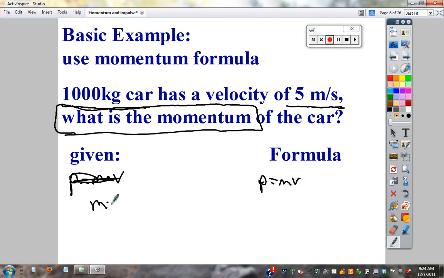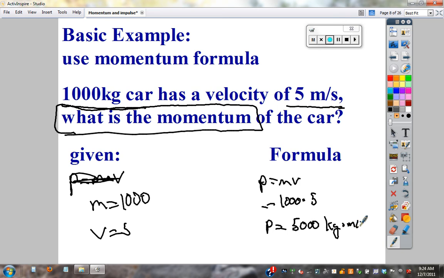We know that mass equals 1,000 and velocity equals 5. So we do 1,000 times 5. Momentum equals 5,000. Now here's our units. Mass is in kilograms times meters per second. Okay, that's a basic example.